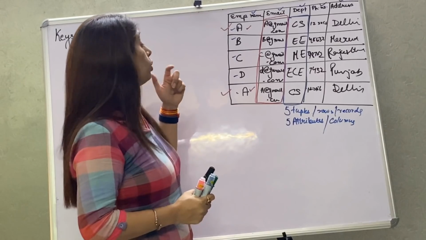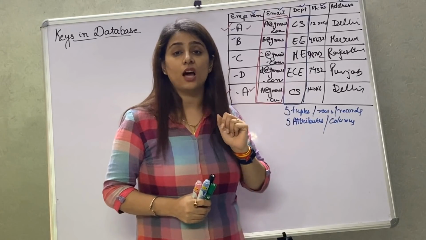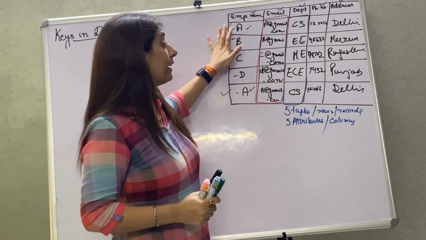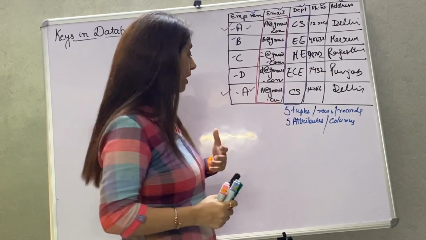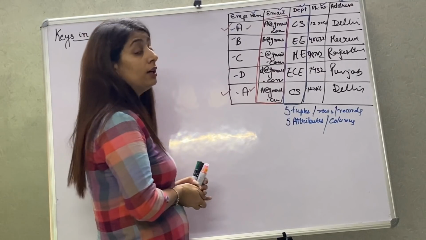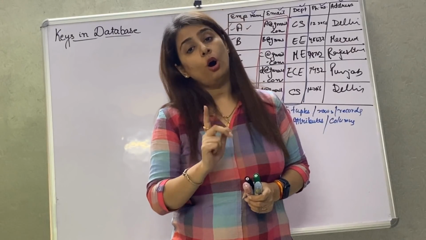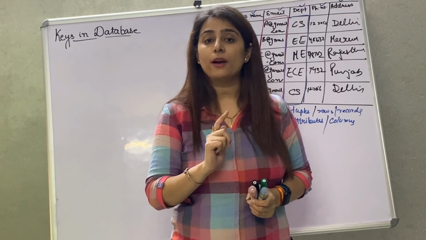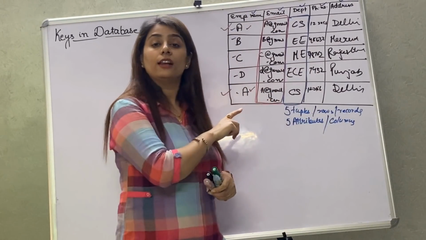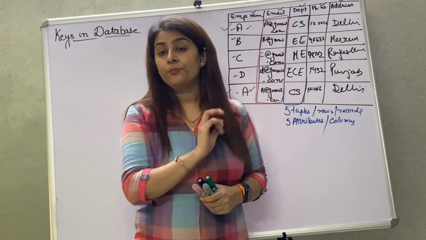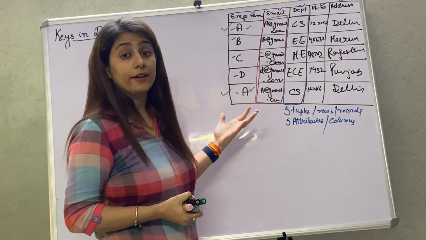So to overcome that, we have keys with us, that make our data unique. So what is a key? I'm again telling you, a key is a set of attributes or an attribute that helps us to uniquely identify the record of a relation. Clear? So that is a key in the database. It makes our database unique.